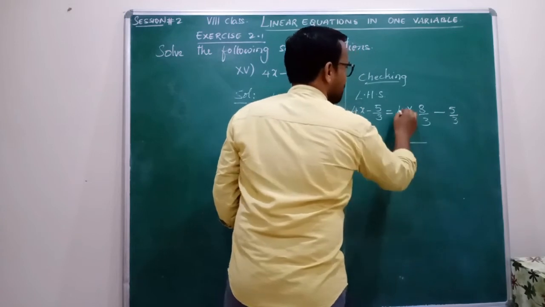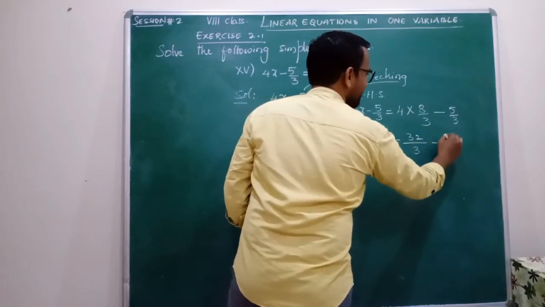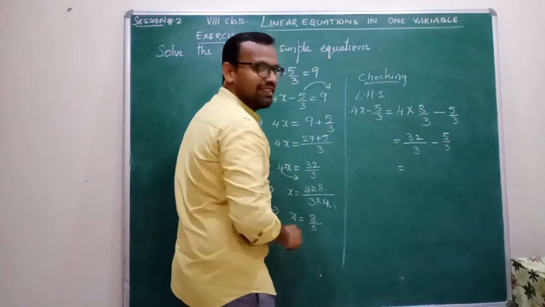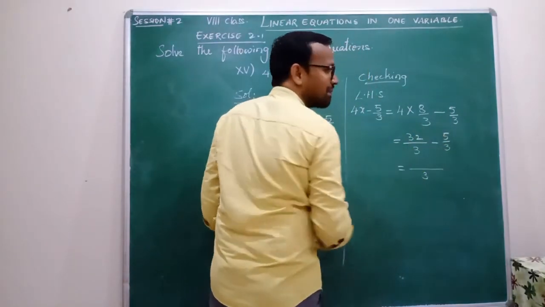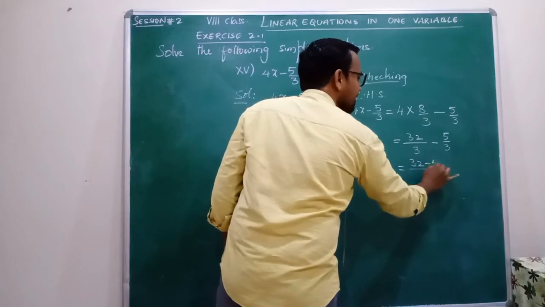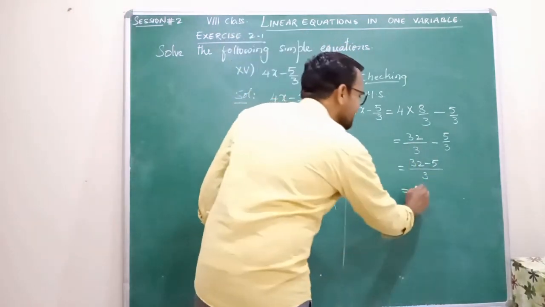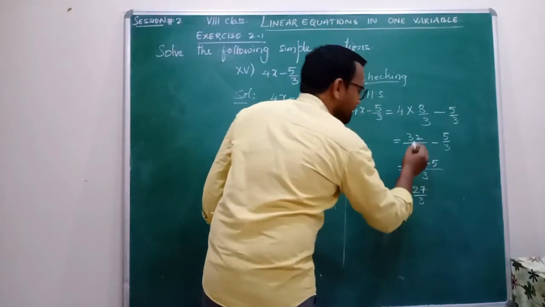Now 4 8s are 32 by 3 minus 5 by 3. Great. Similar fractions and we need to subtract them. 3 is the LCM. Just subtract the numerators. 32 minus 5. Right? What is 32 minus 5? It is 27 by 3. Isn't it?